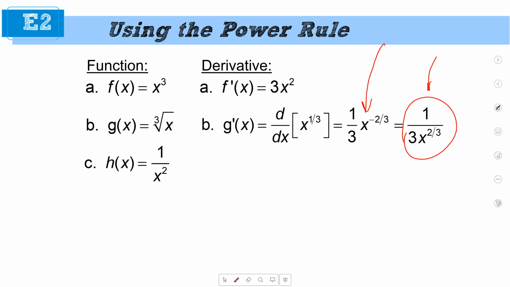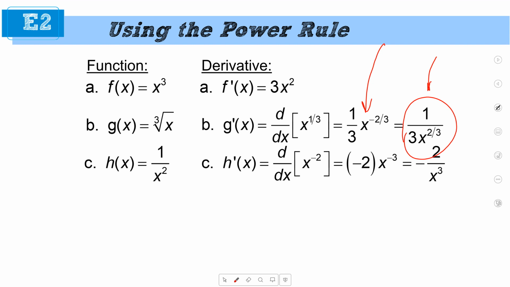Giselle, your turn. Because h of x is x squared. Again, you could stop here. For now, that's okay.